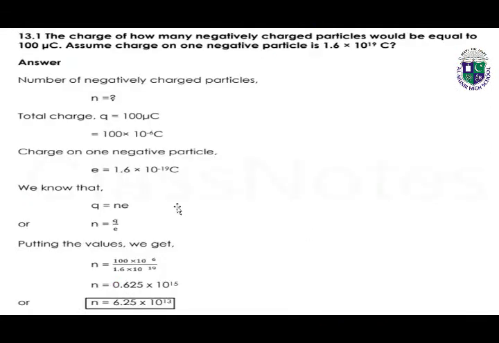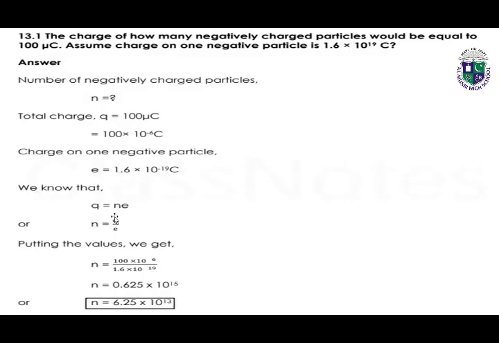Students, here we have the solution of all these problems. First of all, look at the statement of 13.1. The charge of how many negatively charged particles would be equal to 100 microcoulombs? Assume the charge on one negative particle is given, which is 1.6 into 10 to the power minus 19 coulombs. So the number of negatively charged particles, we have to find it out. Total charge is equal to 100 microcoulombs, which is equal to 100 into 10 to the power minus 6 coulombs. The charge on one negative particle, this hint is given in the question.